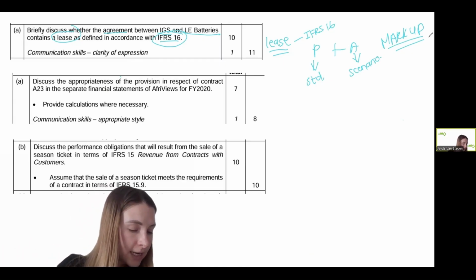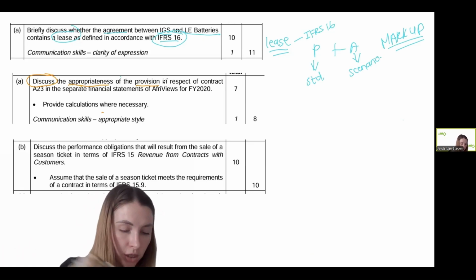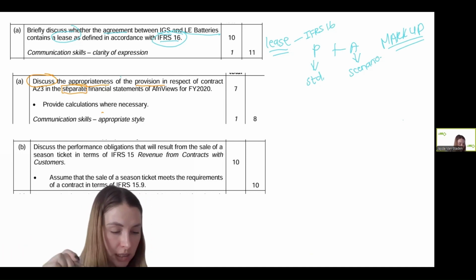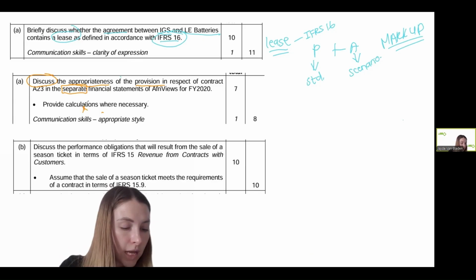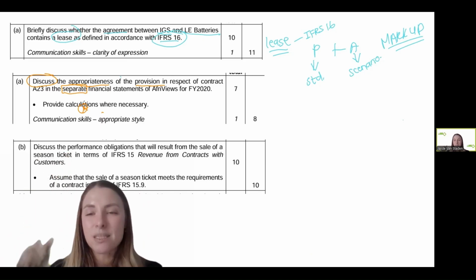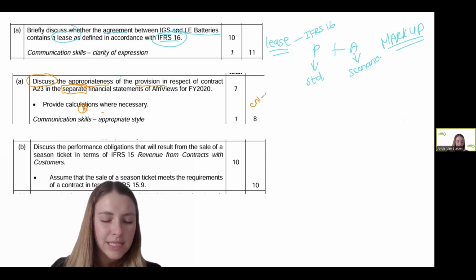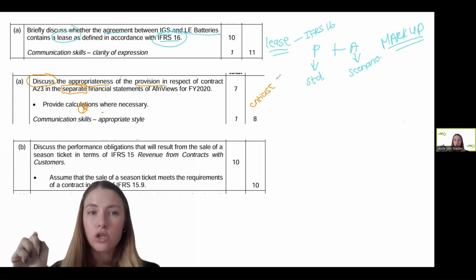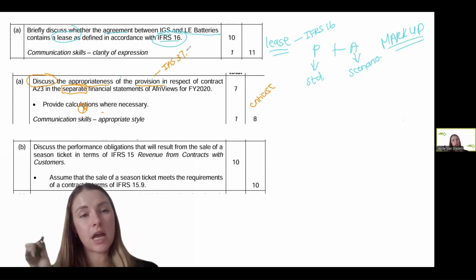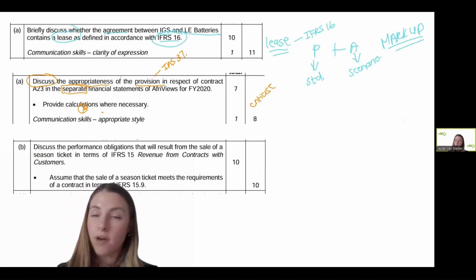Okay, taking a look at the next required, it says discuss the appropriateness of the provision in respect of contract A23 in these separate financial statements. Provide calculations. Okay, so this is essentially where you are going to go and look at what has been done, and you're almost going to criticize what was done. So you're going to use your knowledge of a provision under IAS 37. You're going to look at what was done, and you're going to say, was this done correctly in terms of IAS 37 in the separate financial statements?